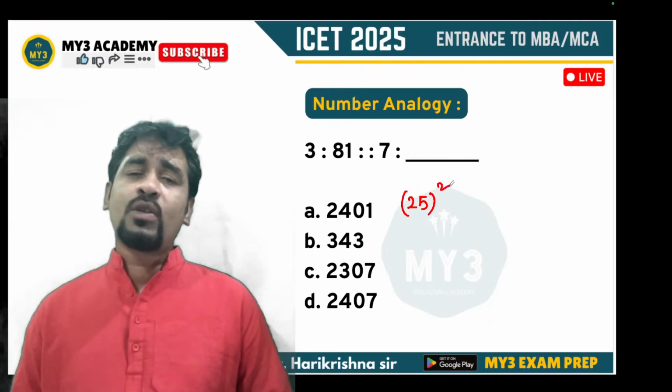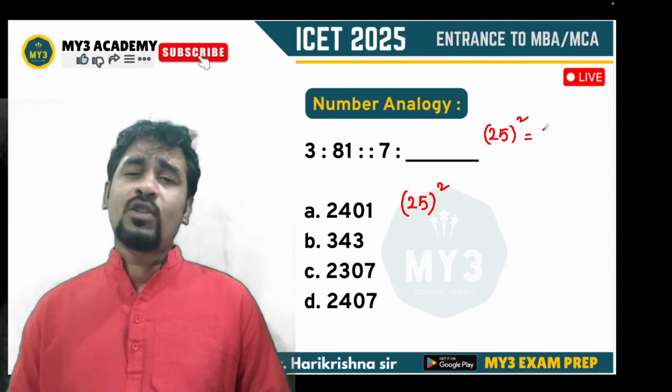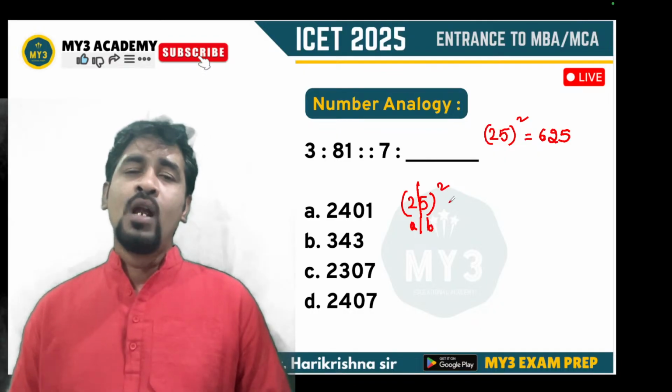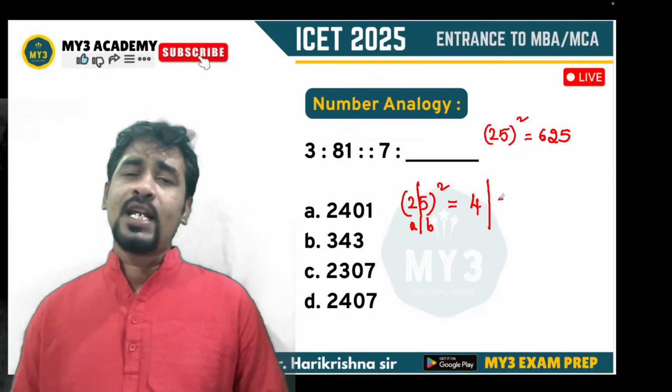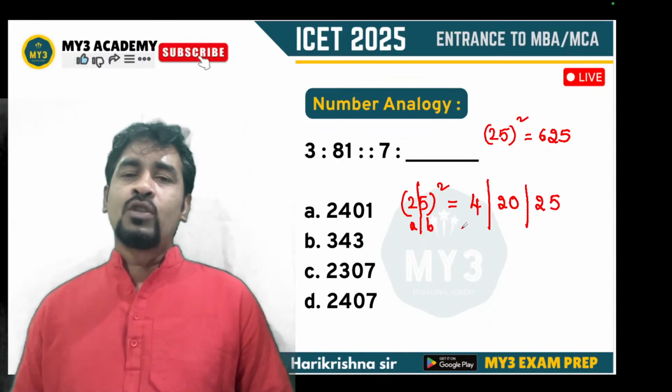See, 25 square is required, and most of you know what 25 square is. 25 square is going to be 625. Whether we are getting the answer or not using the formula of (a plus b) whole square, let's check. For 25 square, a square means 2 square, which is equal to 4. 2ab means 2 times 2 into 5, which is equal to 20. And b square means 5 square, which is equal to 25. So is this your answer?